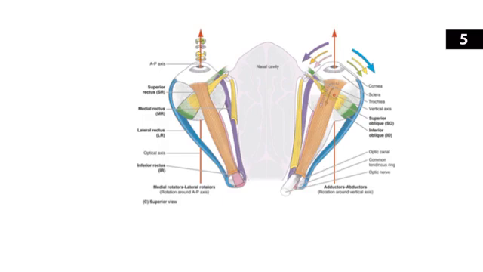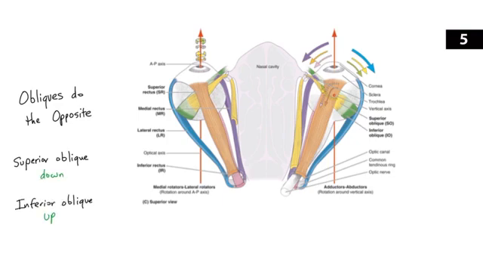Then the last 2 extraocular muscles are the superior and inferior oblique muscles, which get even trickier because the inferior oblique starts anteriorly and wraps underneath the eye and attaches toward the back. And then the superior oblique starts posterior, but it passes through the trochlea, which acts like a pulley, and then it attaches toward the back. So all the movements are kind of backward. So you can remember that the obliques do the opposite. O for oblique and O for opposite. The superior oblique moves the eye down, and the inferior oblique moves the eye up.